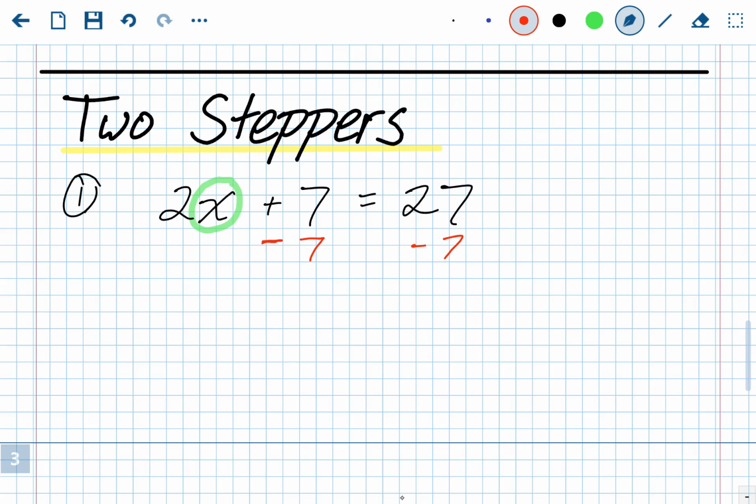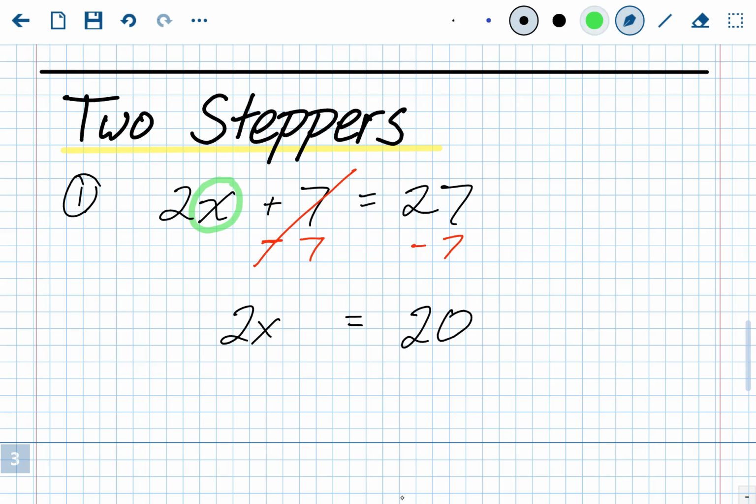Okay. Again, cross out the minus 7 over there because it equals 0. So now what's left over? What's left over is 2x on the left. Again, we did minus 7 on the right because whatever you do to the left, you have to do to the right. 27 minus 7 is 20.